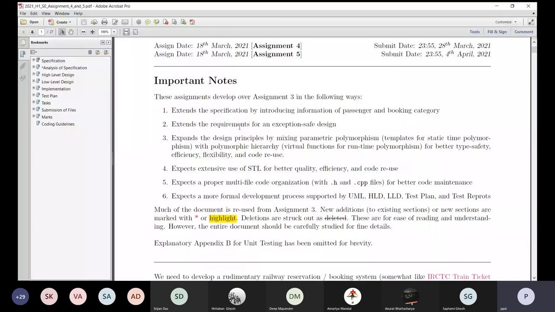The second thing that we are emphasizing here is, earlier we assumed that there will be no error. Now we are saying that you have to make the design exception safe. That is, there could be wrong inputs, there could be inconsistency. For example, a passenger has asked for a senior citizen booking concession, but the passenger is not eligible for that. Say the person is 47 years old and asks for a senior citizen concession. That you cannot do. So you cannot proceed, so that the system never gets into an inconsistent state.